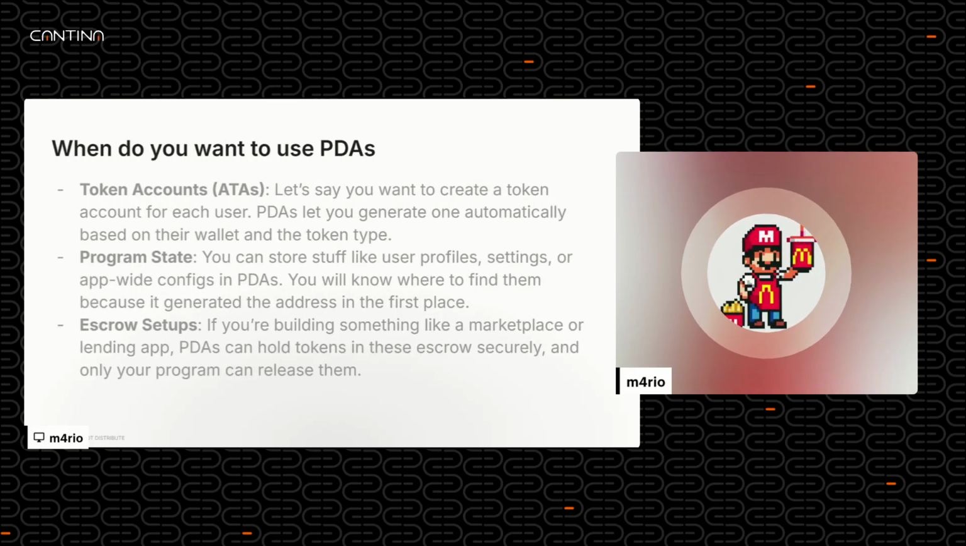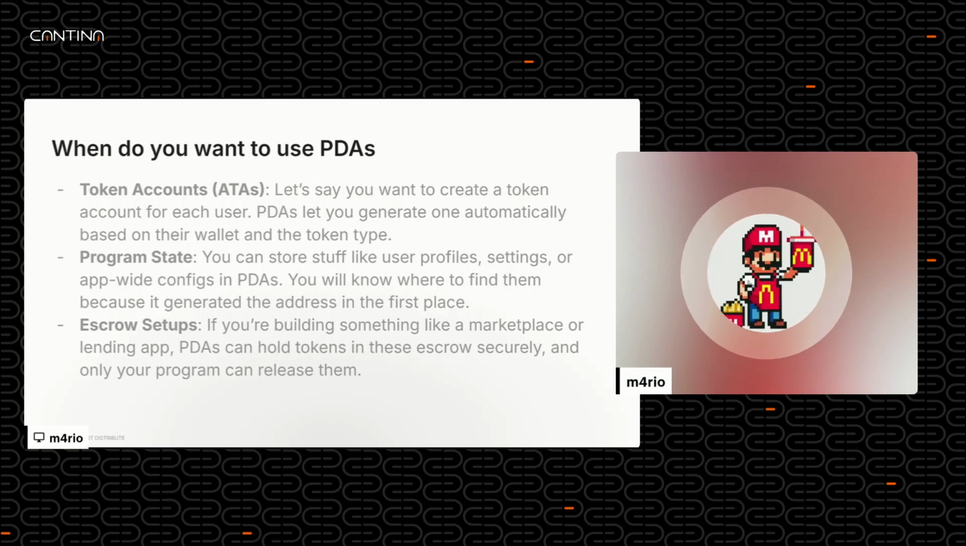Now, it sounds too good to be true. So when do you want to use these PDAs? Why is not everything a PDA? Well, they also have some drawbacks. But when do you want to use a PDA? Let's say you want to create a token account for each user, right? This is a special account called associated token accounts, ATAs, and you'll see them a lot as well, because they are generated somehow automatically, and they have specific seed features. We're going to see that in the next slide.